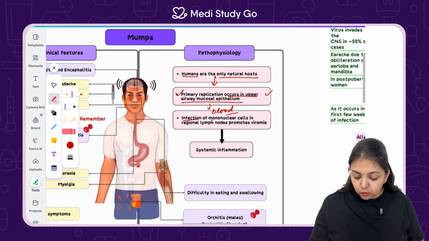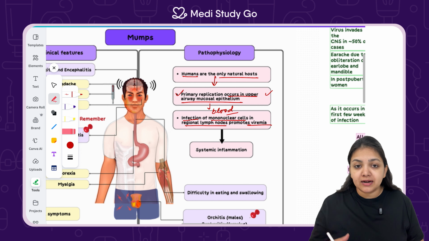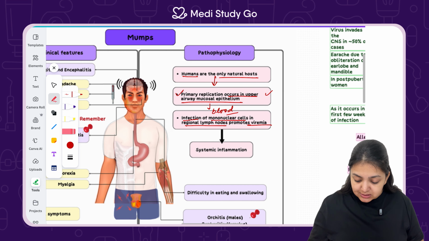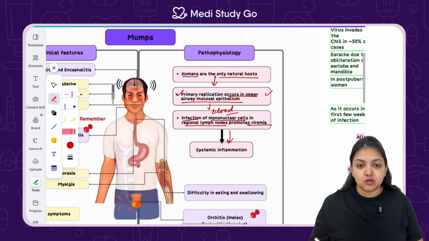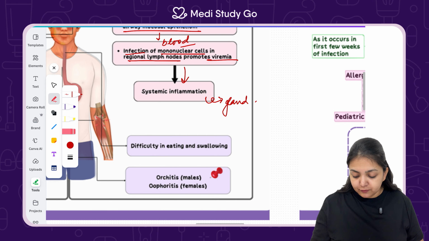So infection of the mononuclear cells, which are the antibody cells in the body, in the regional lymph node promotes viremia. Those cells are going to try to combat this virus which is present in the body, but that is going to spread the virus more because now the virus is going to multiply along with the cells of the body. So this leads to overall systemic inflammation in the body throughout. And this systemic inflammation will be manifested in the form of gland inflammation, swelling, and pain.